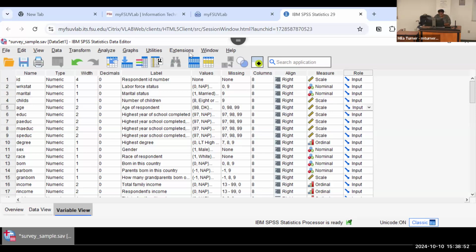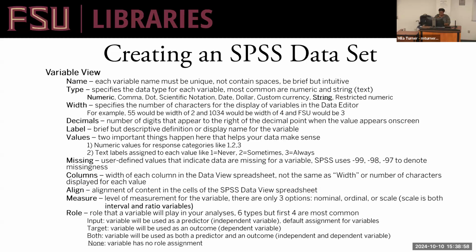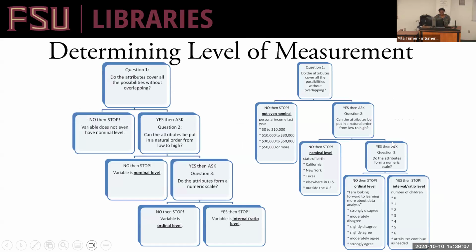Let me go back to here. Level of measurement, that's what I wanted to talk about. So nominal, ordinal, or scale. How do you know if you have a nominal variable? How do you know if you have an ordinal variable? How do you know if you have a scale variable? Here is a very helpful decision tree.